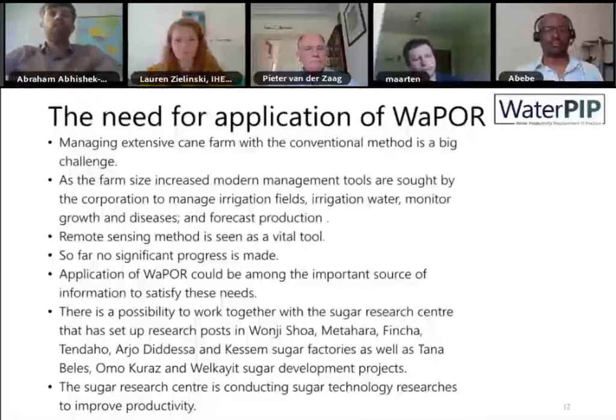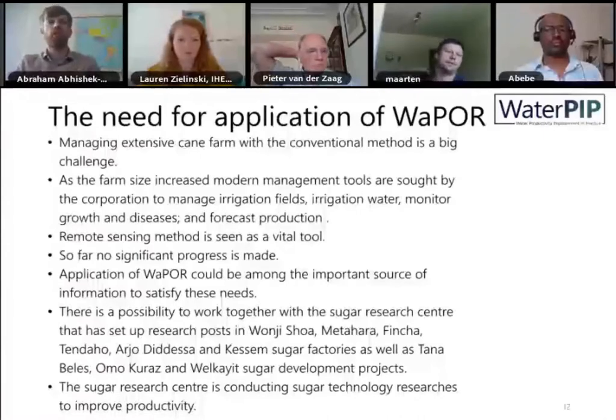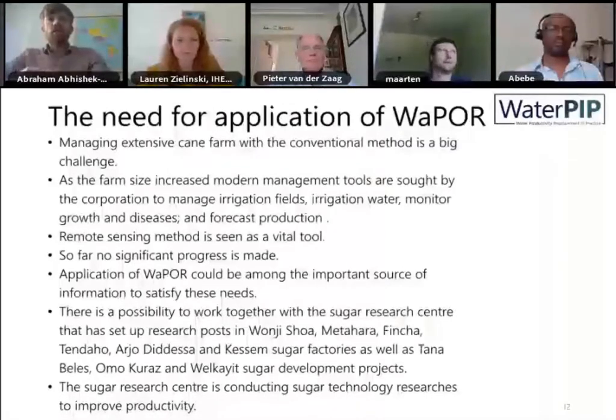With regards to the application of WAPOR, managing extensive cane farm with conventional method is a big challenge. As Abera also highlighted, measuring water that is going in is possible, but within the system, particularly within furrow irrigated systems, it sort of gets lost, and it's very difficult to actually see where water is going. As farm size increases, modern management tools are available, and therewith also irrigation in fields is better manageable, and crops can be monitored more appropriately.